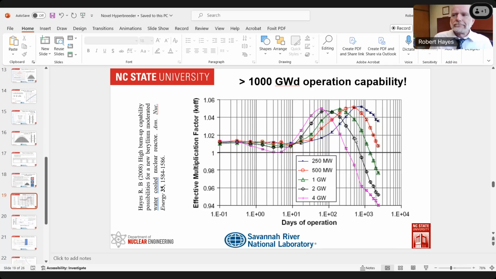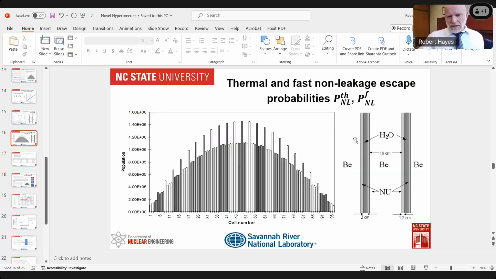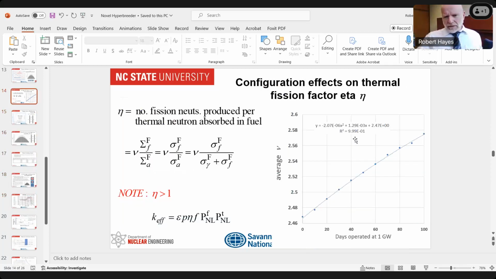All right, our next question from Philip. Do the burnup calculations include hydrogen, helium, lithium buildup in the beryllium? Oh, that is a fantastic question. The answer is yes. But like I said, that has been modeled. And I do have what was, I think, the dominant pieces of elemental distribution.